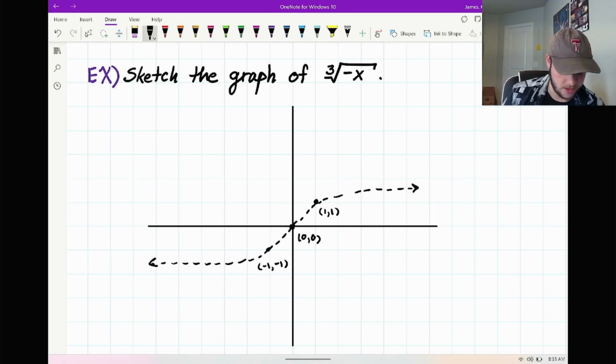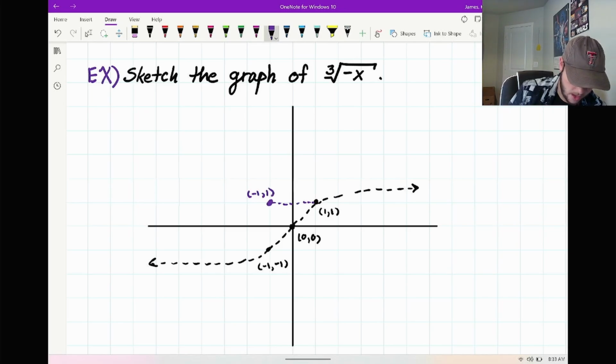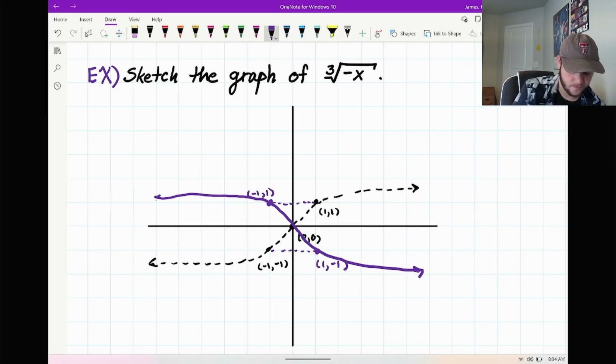And now what I want to do is flip over the y-axis since my input is being changed. How do I do that? Well, this is literally telling me change the sign on the input variable. So 1 becomes negative 1, and negative 1 becomes 1. And now I can fill in the graph.